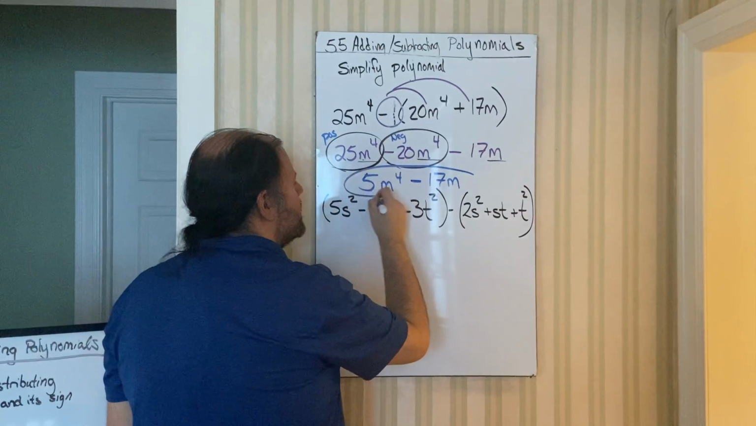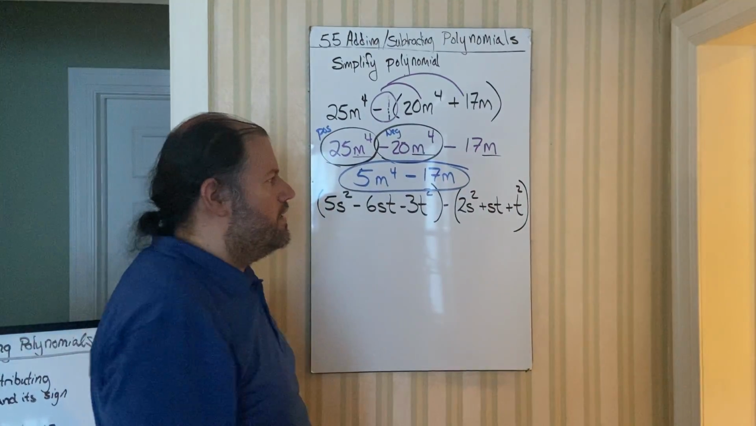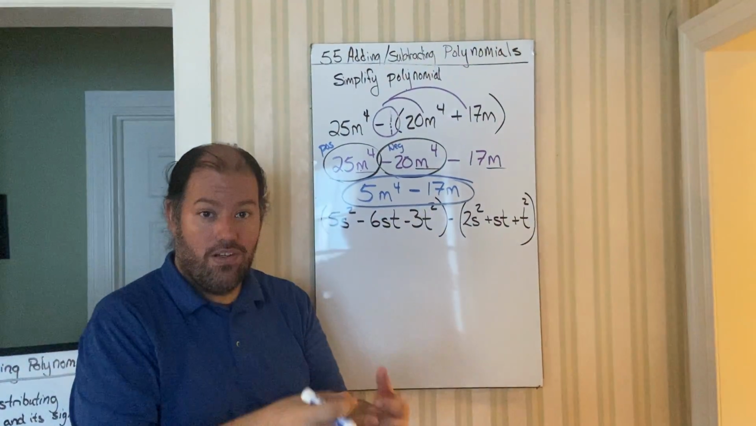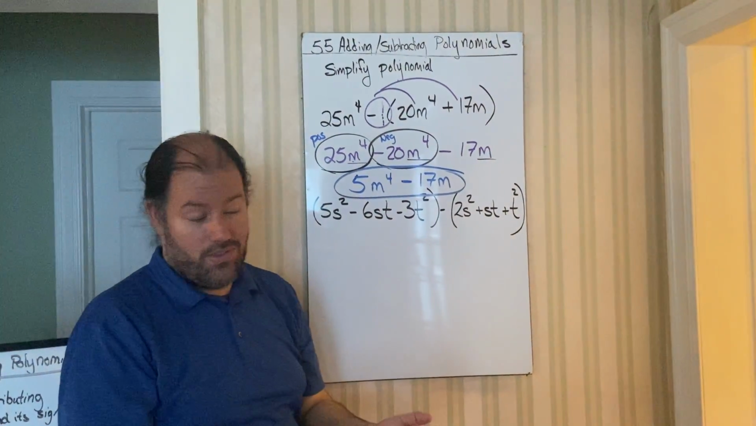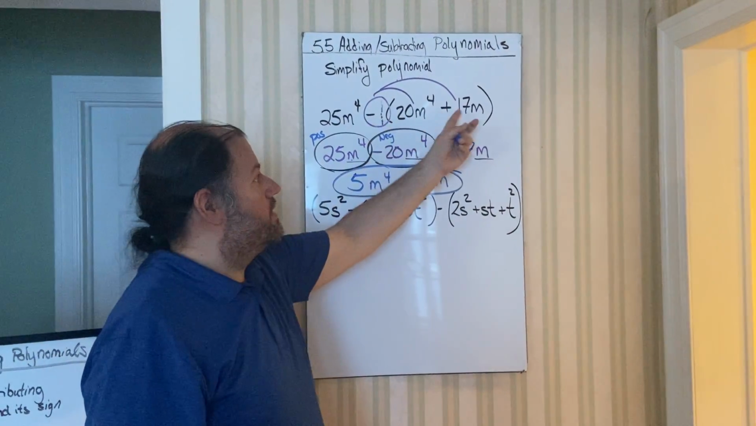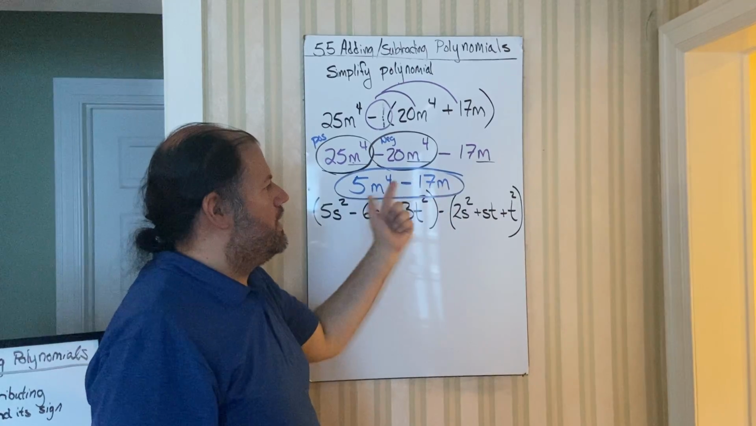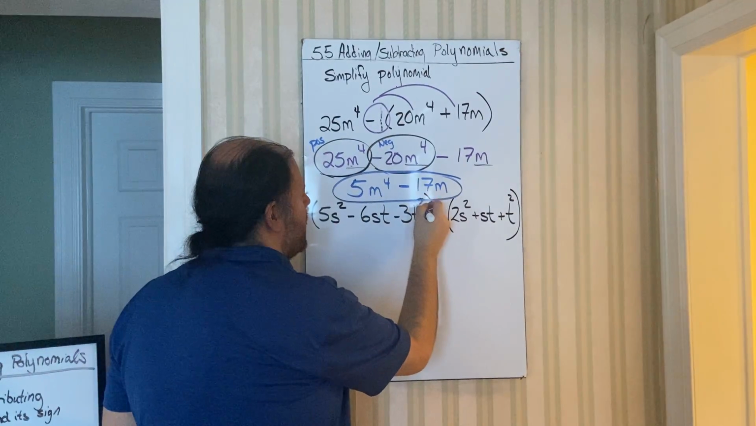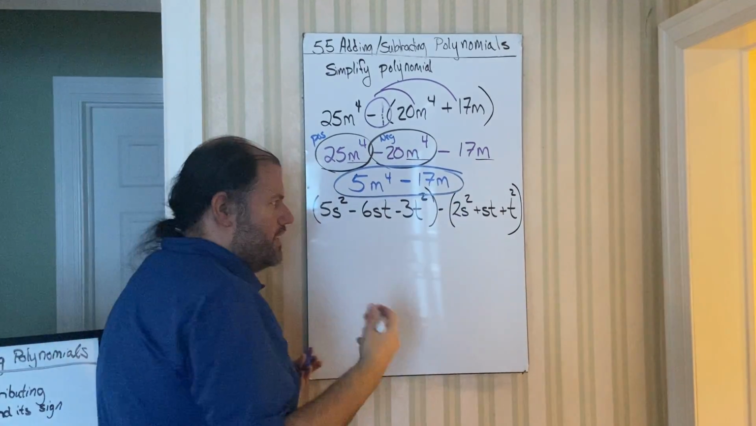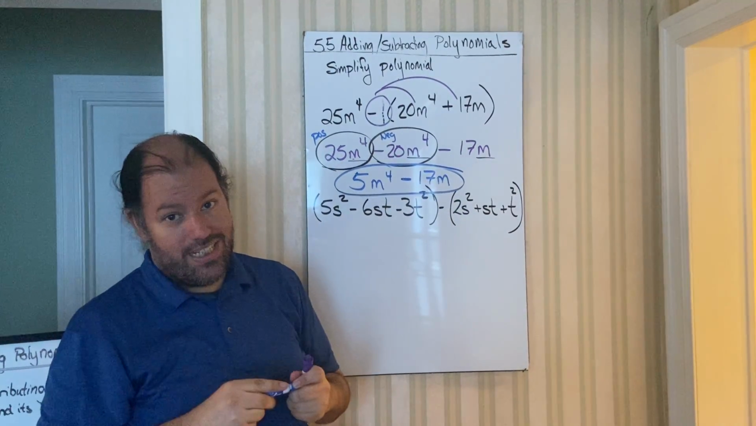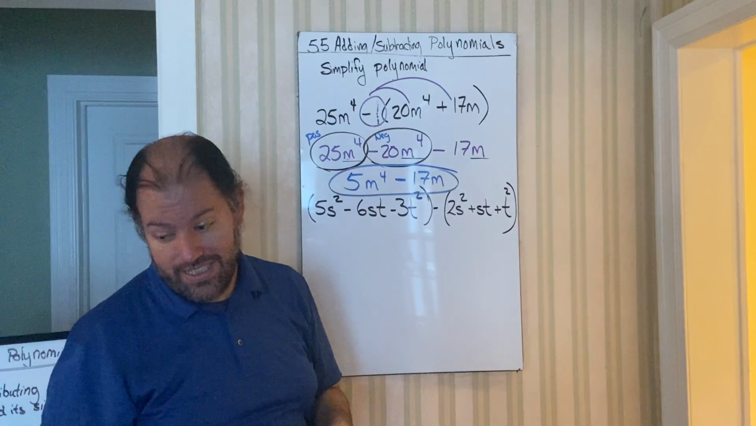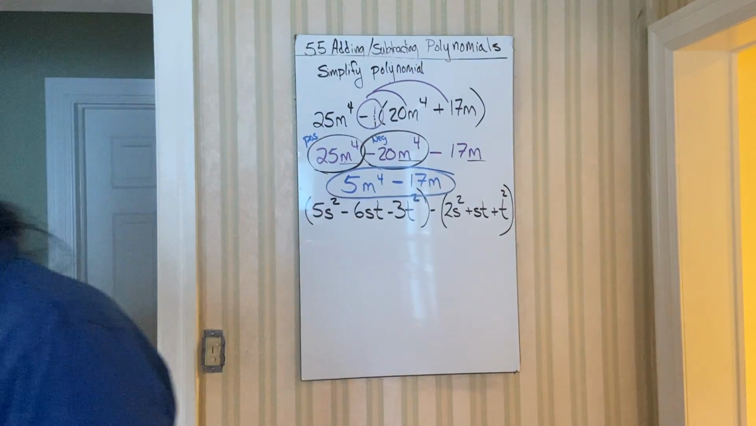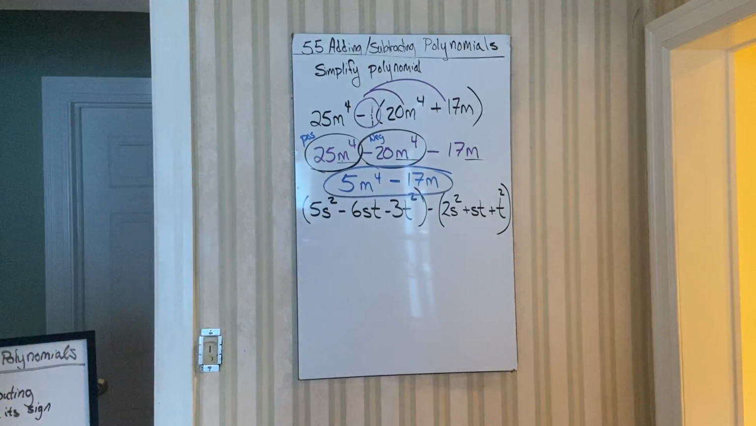This is considered simplified. The reason why is because you don't have any more like terms. We took something that originally had 3 terms and condensed it down to 2. Sometimes you can condense it even smaller, but sometimes you might not have any like terms, which means it can't be simplified any further.